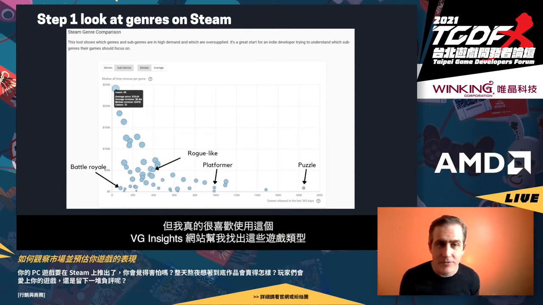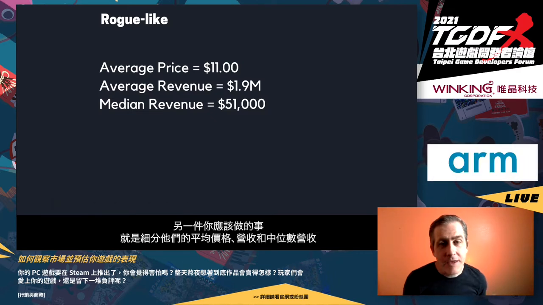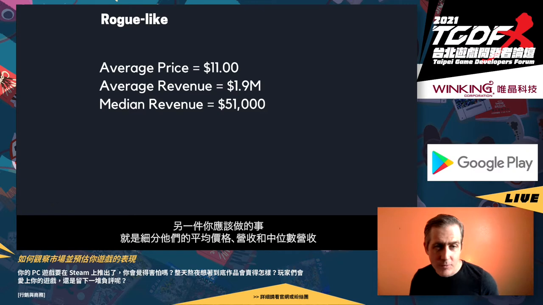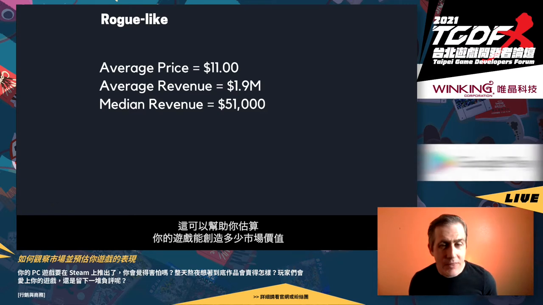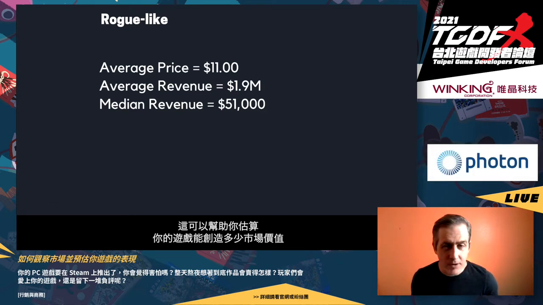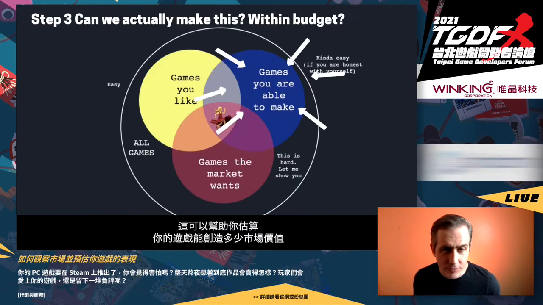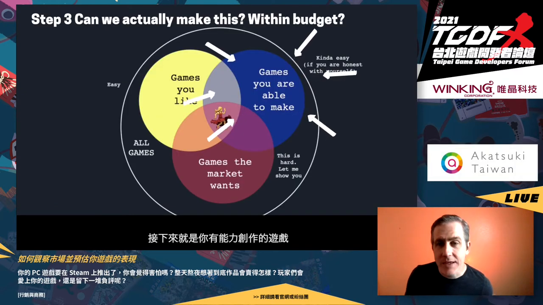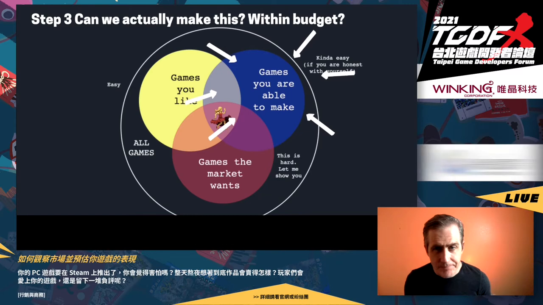Now, the other thing you should do is break down the average price, revenue, and median revenue. And this will just help you gauge what the market is allowing for games like yours. And this leads to games you are able to make.